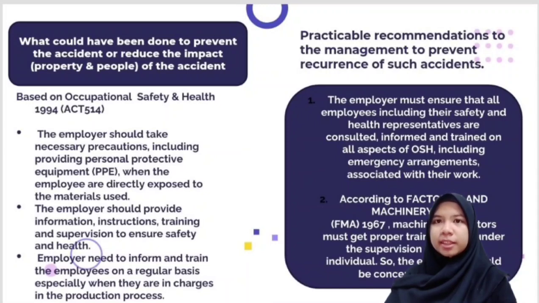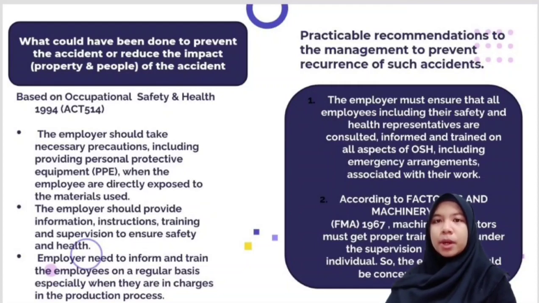Question number 2. What could have been done to prevent the accident or reduce the impact on property or people? Based on OSHA 1994 Act 514, the employer should take necessary precautions, including providing personal protective equipment (PPE) when the employees are directly exposed to the material used.